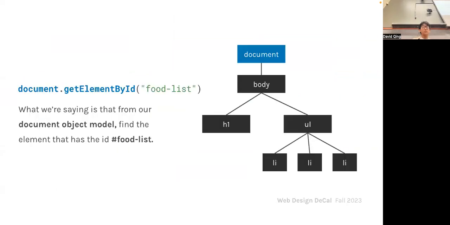So for example, one way that you guys might be familiar now with practicing some JavaScript is document.getElementById of food list. This will look through our entire document, which is our entire HTML file, and it'll look to see if we can find the ID of food list. So what we're saying is that from our document object model, we find the element with the ID food list, which is the hashtag thing.